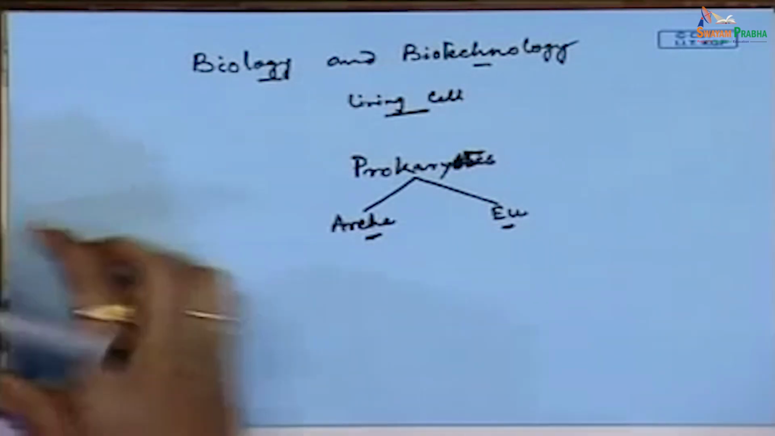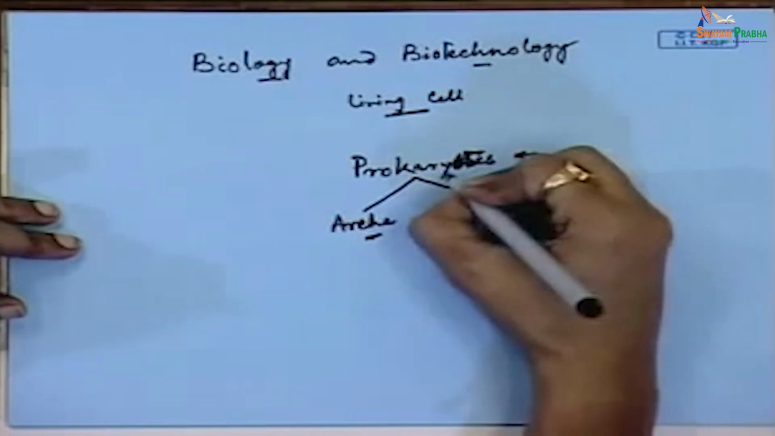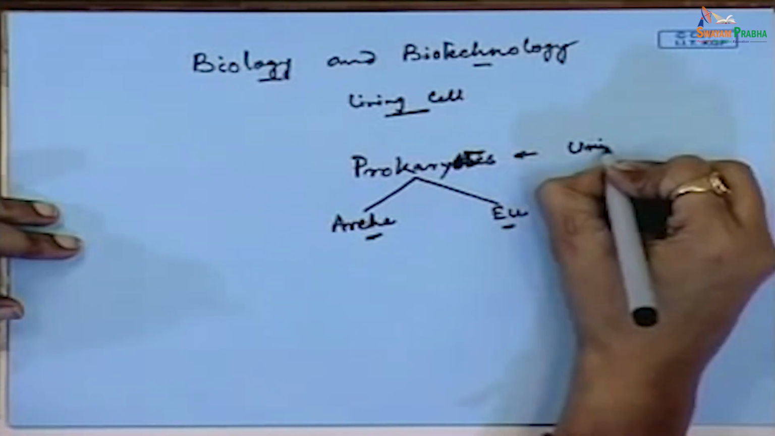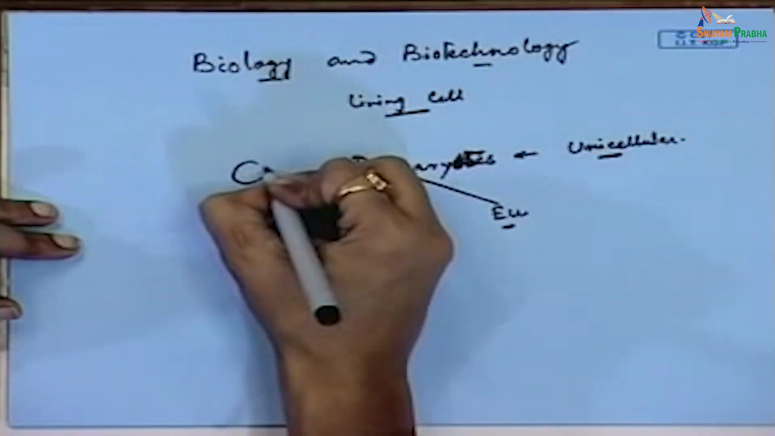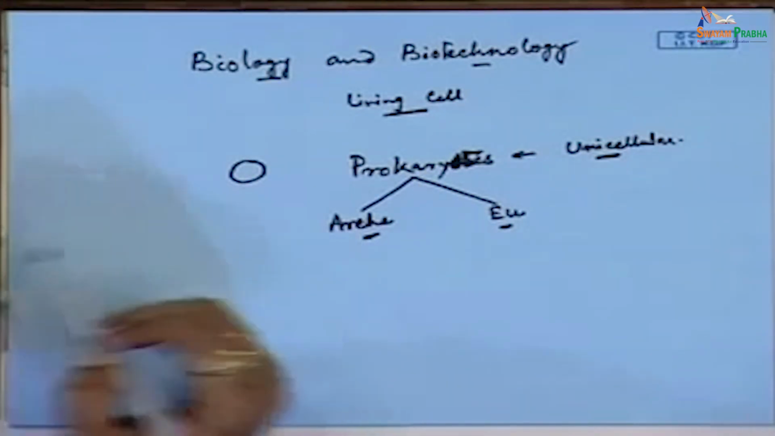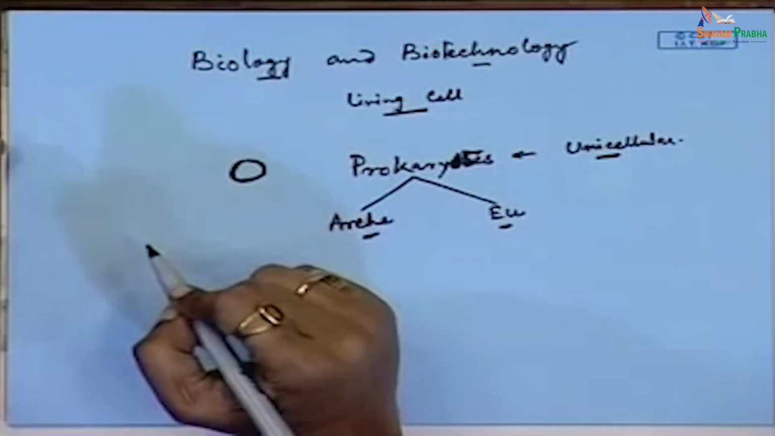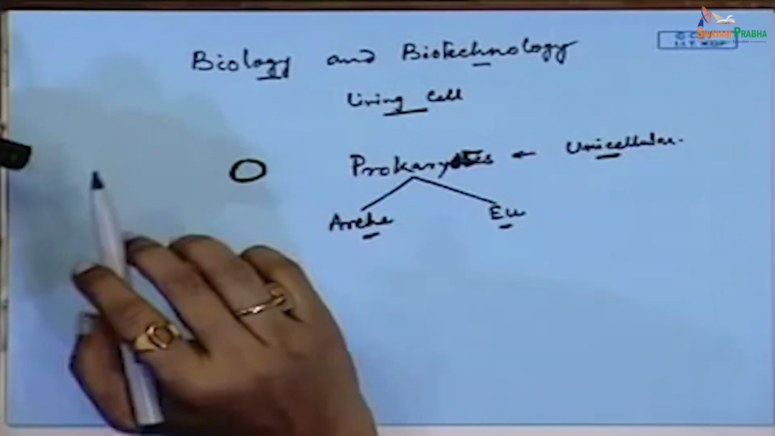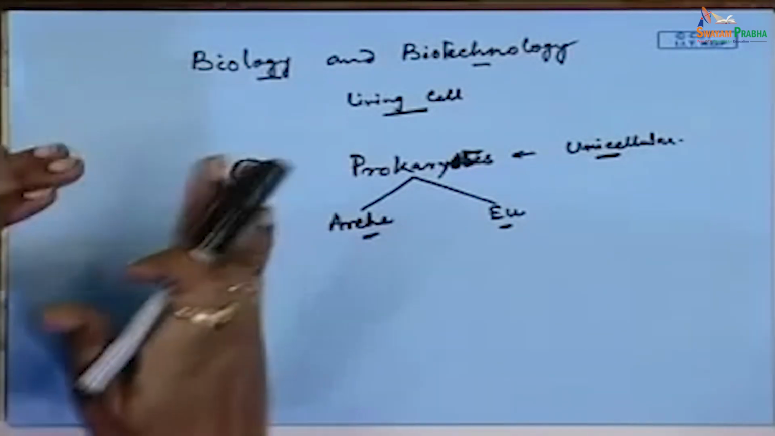So, we will be learning, and obviously it is worth mentioning that these bacteria, these prokaryotes, are unicellular in nature. That means it is having a single cell. Whatever may be its shape and size, it is only a single cell which is doing all its metabolic activities. Now, let us learn systematically the architecture of a particular prokaryotic cell.